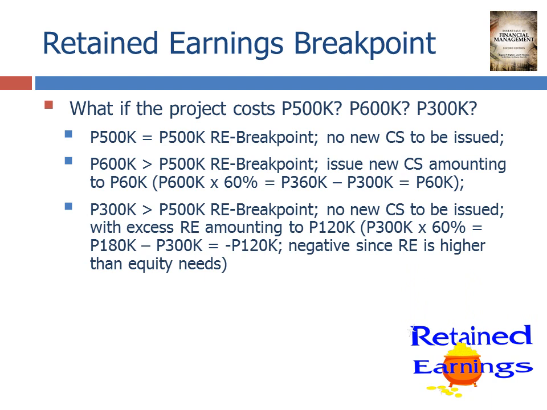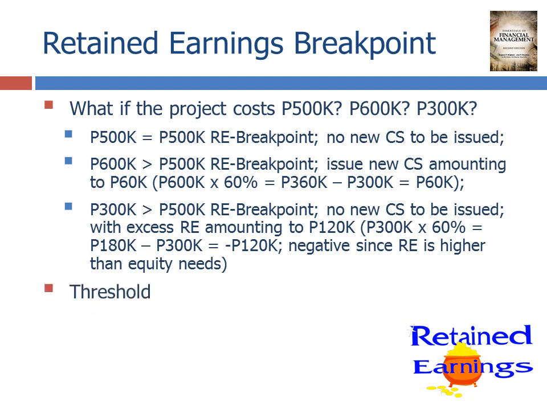To support this, if the amount of capital is 300,000, then the equity portion of that is 300,000 times 60%, which is 180,000. We compare it, or we subtract it from the 300,000 available RE, and we have a negative 120,000. That negative means we have 120,000 excess retained earnings that may be available for other projects. Okay?